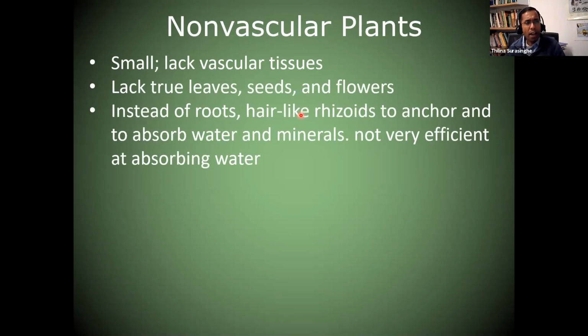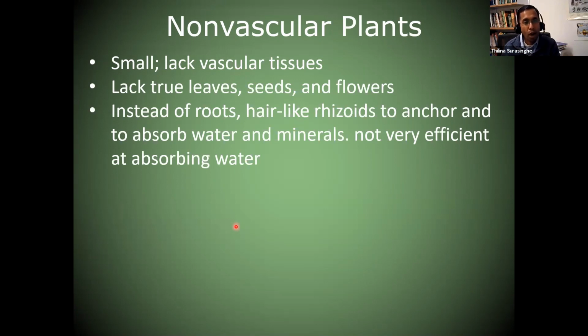Non-vascular plants do not have true leaves. They have true tissues, by the way, but they don't have true leaves. They look like leaves, but they are not really leaves. They don't have seeds. They produce spores instead. They don't have flowers. They have flower-like structures, but they are not actually flowers, right? And they don't have real roots either. What they have is hair-like extensions, which we call rhizoids, right?